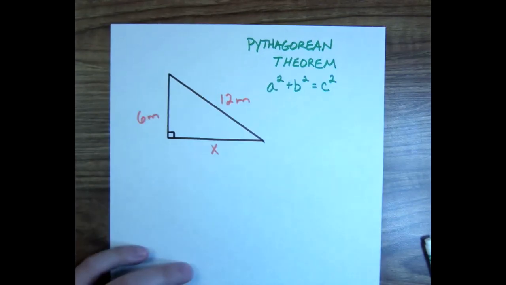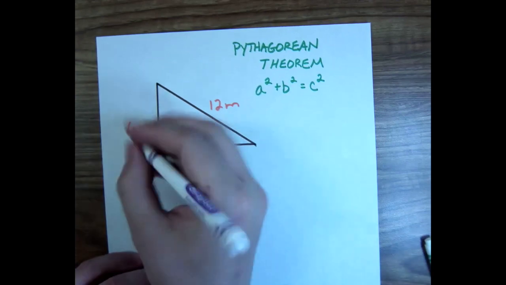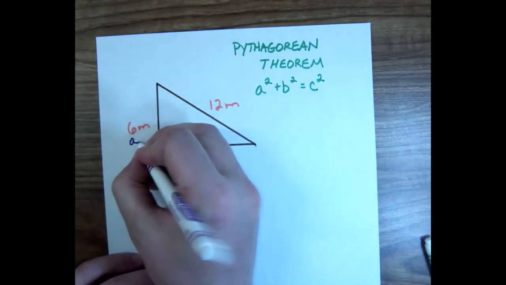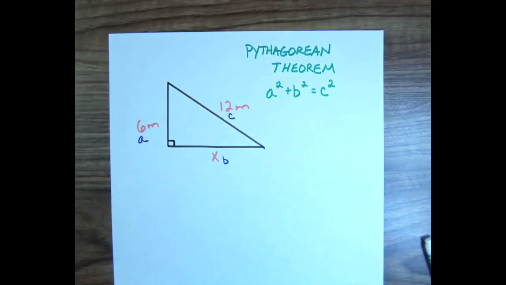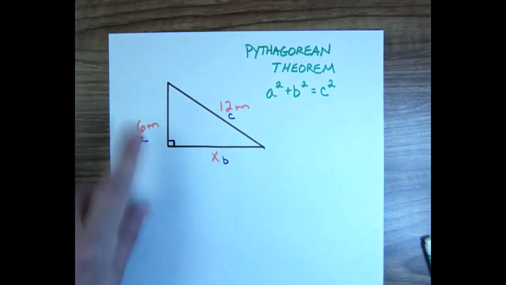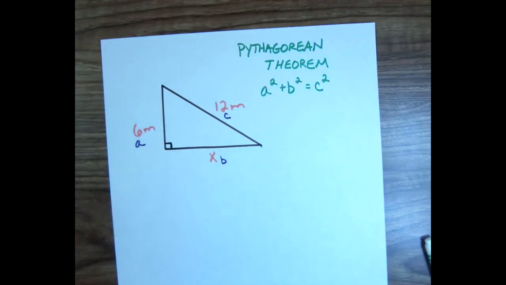So if I were going to label this to use the Pythagorean theorem, I might call this my A, and this my B, and this would be the C. A and B don't really matter. If you got A and B mixed up, like if you called 6 B and X A, it's not the end of the world. But C has to be the hypotenuse.